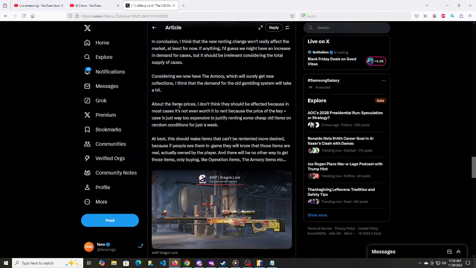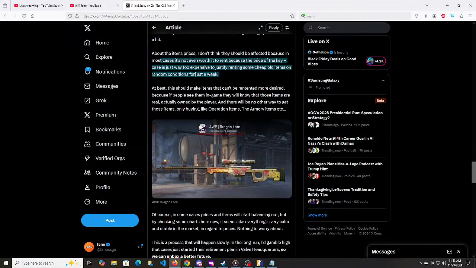Okay, about the item prices, I don't think they should be affected because in most cases, it's not even worth it to rent because the price of the key plus the case is just way too expensive to justify renting some cheap old items on random conditions for just a week. I would have liked him to give us an example of such a case, but in any event, I still see the value in wanting to open a Fire Serpent for a week, but wanting to own a Fire Serpent for a week.